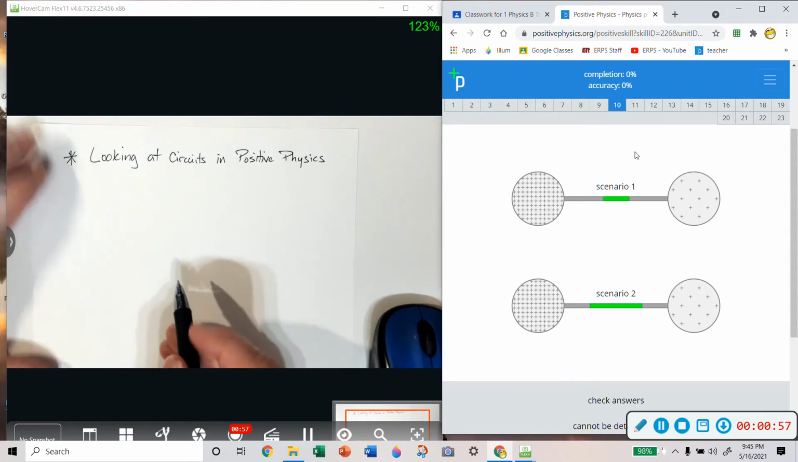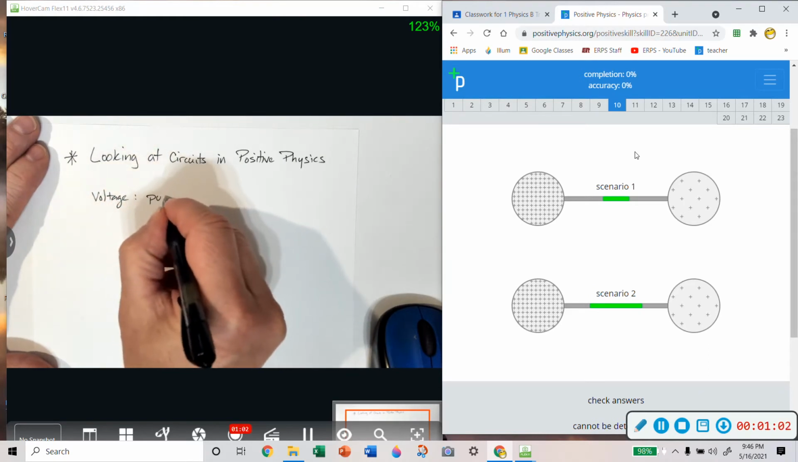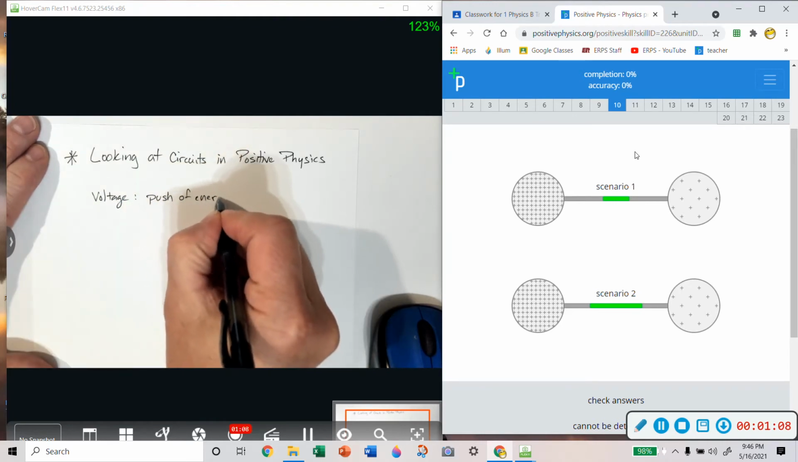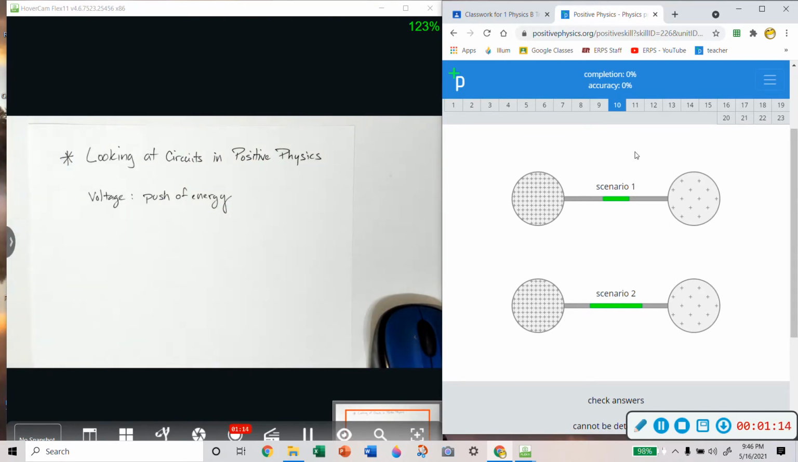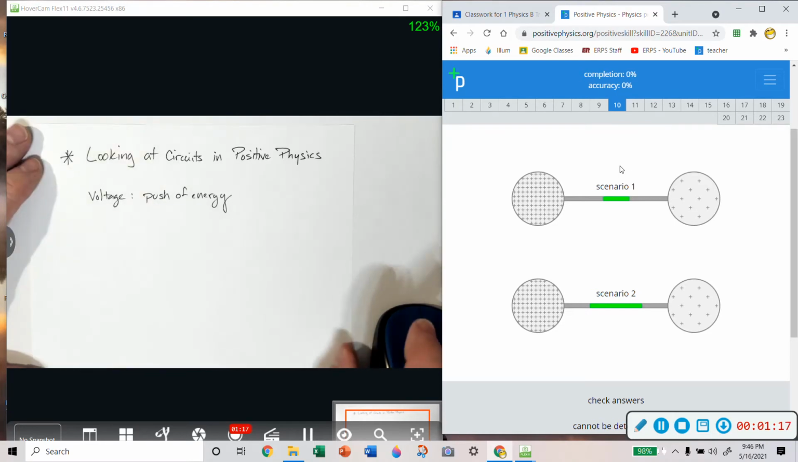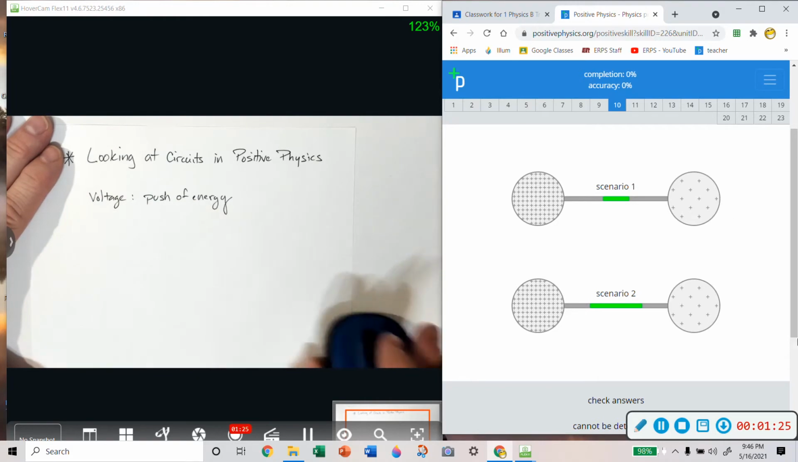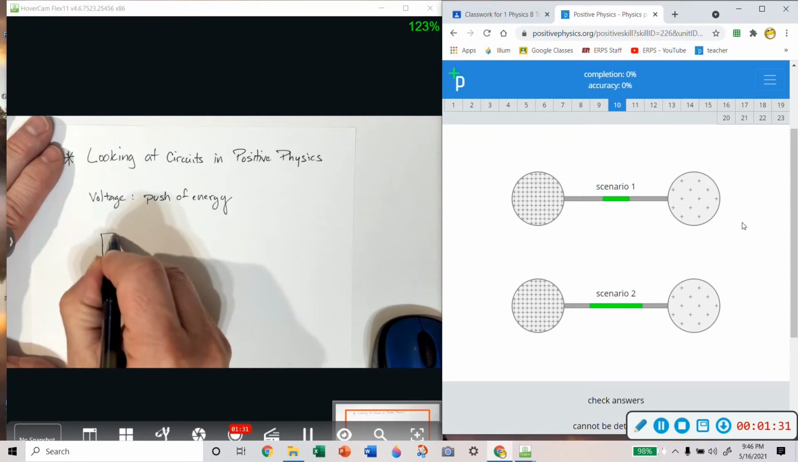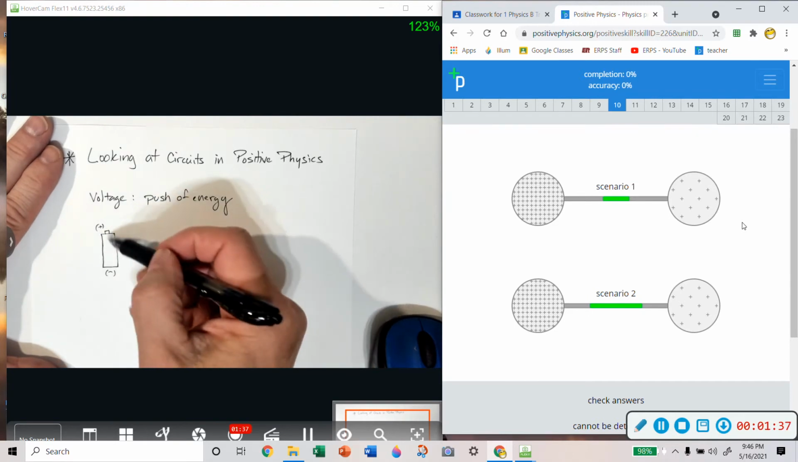So basically, we know that voltage is a push of energy from the battery. How does that work? From a scientific point of view, we know that it's the electrons that do the moving. But when it comes to circuits and circuit diagramming, they say that everything moves from the positive to the negative. So if we have a battery with a positive end and a negative end, there's an imbalance.